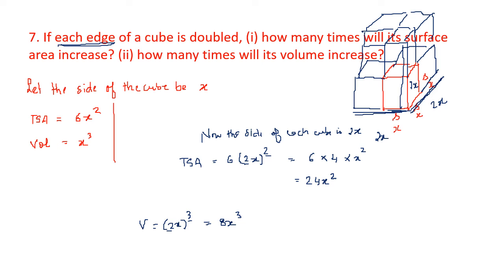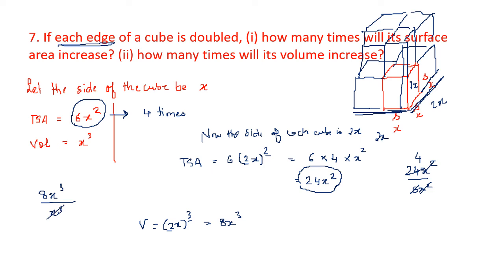So original was 6x square, now it has become 24x square. So take the ratio 24x square upon 6x square. X square cut, 6 ones are 6, 6 fours are 24. So the total surface area is increased by 4 times. And the volume, the new volume is 8x cube. Initial volume was x cube. You cut it off, you get 8. So the volume has increased 8 times.